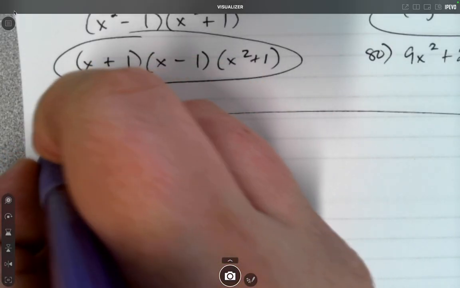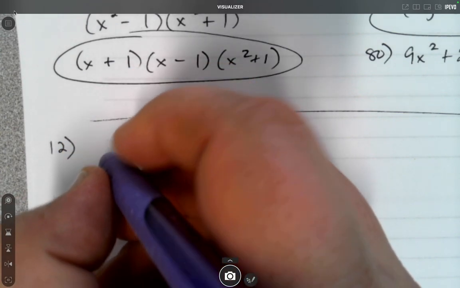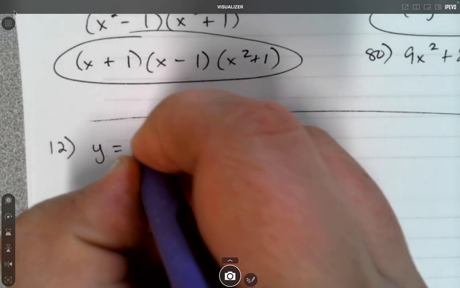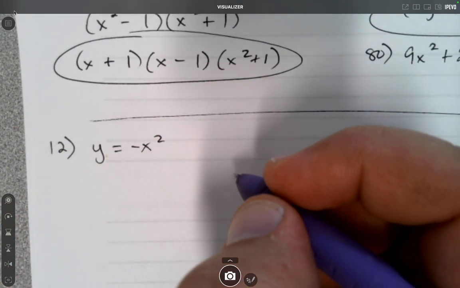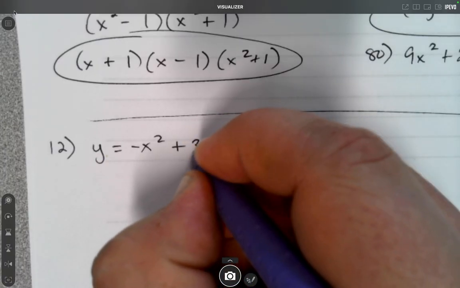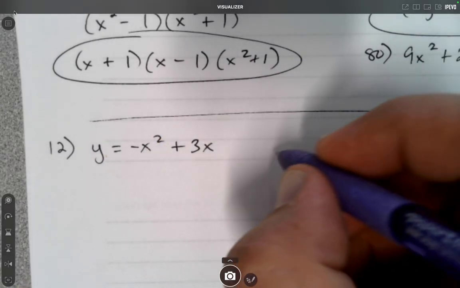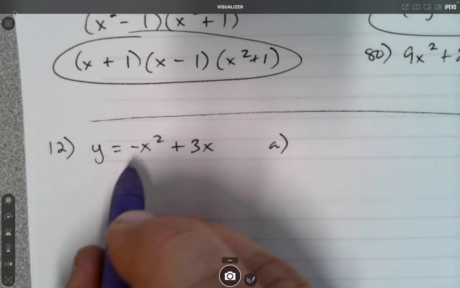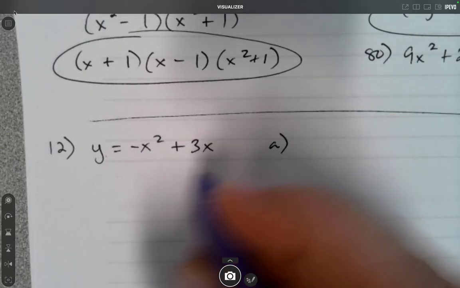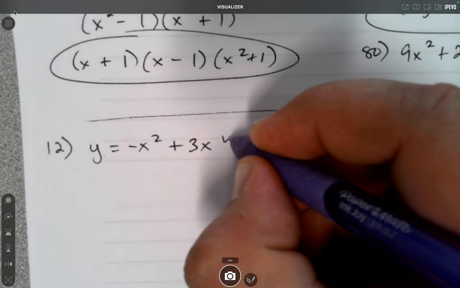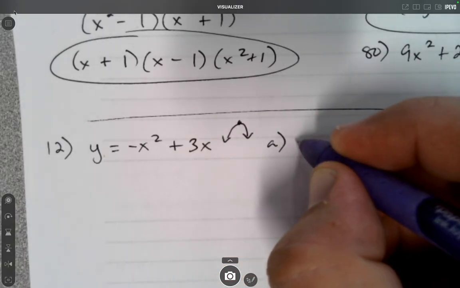Okay, so number 12, we have the equation y equals negative x squared plus 3x. And you only need to do part A and part B on this. Determine whether the function has a maximum or a minimum. That's part A. So for part A, it would have a maximum because when the x squared term is negative, that means it's shaped like this, so it'd have a maximum.